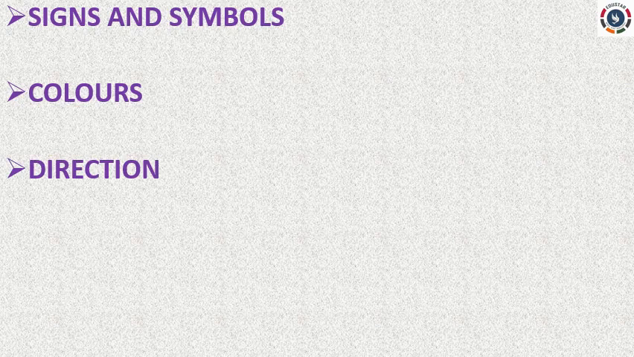Next is about direction. There are 4 major directions used in a map. They are north, south, east and west. And 4 intermediate directions are also used in a map. These are northeast, northwest, southeast and southwest. Next is about scale. The scale of a map shows the relationship between the distance on a map and the distance on the earth. A scale is used because real distance cannot be shown on maps.